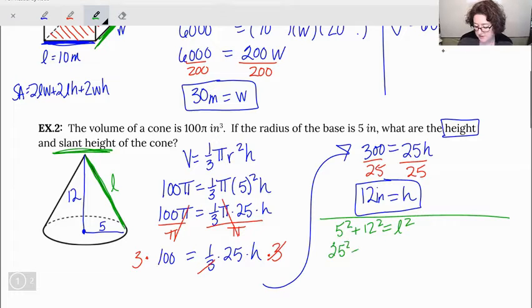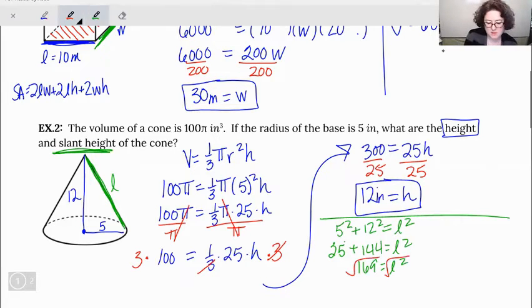So 25 plus 144 equals L squared, except 25 plus 144 gives me 169. And so to get the L by itself, I need to take the square root of both sides, which yields that L equals 169, 13. And same thing like we did before, this is just a length on the diagram. So we do need to add units, so 13 inches.